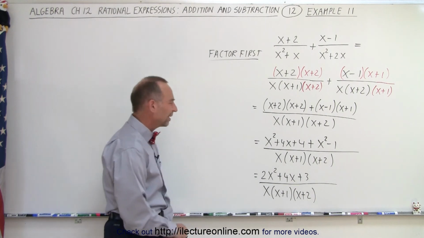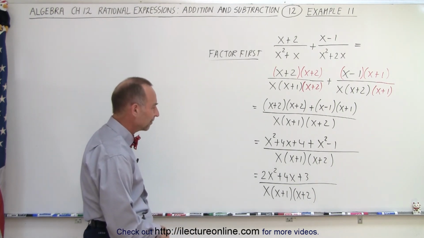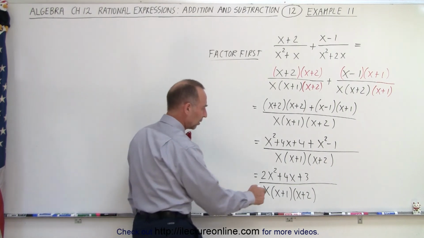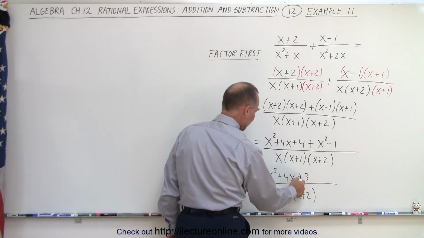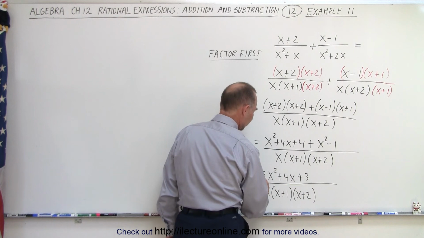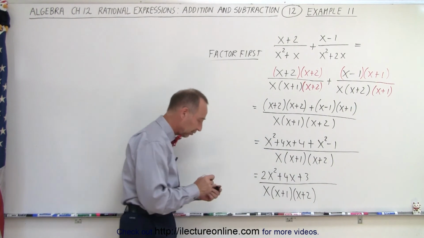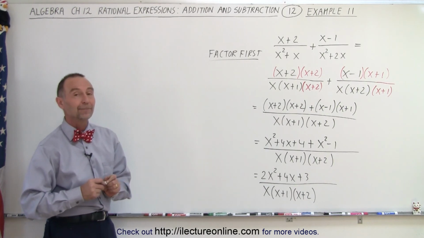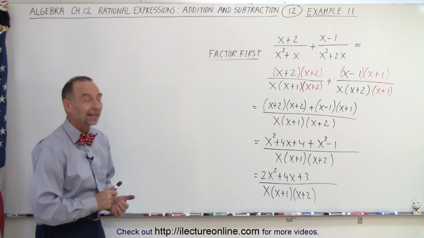Now the question is, can we factor that? Doesn't look like it, because the 3, you can only get a 3 by multiplying 1 times 3. And 1 plus 2 gives us 3, 1 plus 3 gives us 4, that's not 4. So nope, you cannot factor the numerator, which means that's the simplest form in which we can leave it. That's the final result, and that's how it's done.